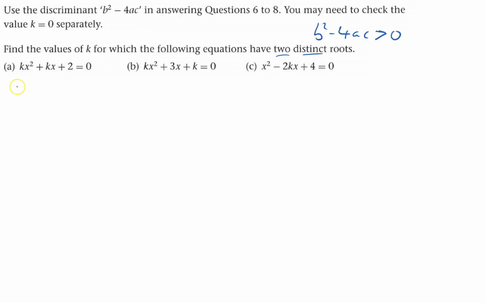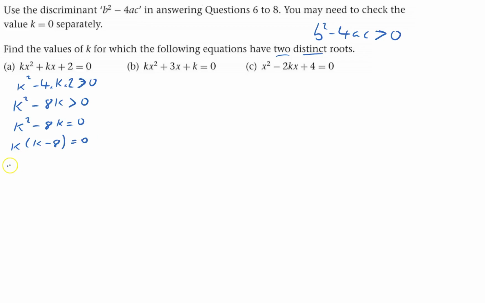So b squared here is k squared, minus 4 times a, which is k, times c, which is 2, and that's got to be greater than 0. So k squared minus 8k has got to be greater than 0. I'm actually going to work out the roots to start off with. So when k squared minus 8k equals 0, factorize this: k times (k minus 8) equals 0.